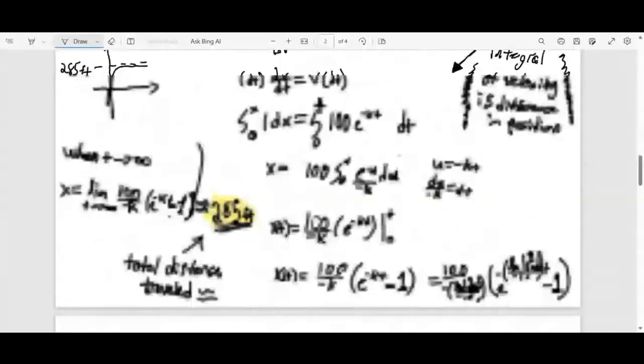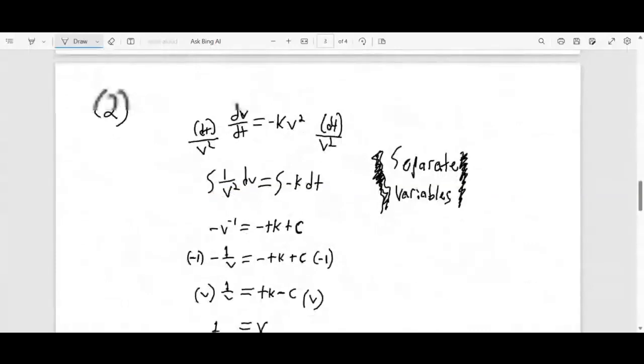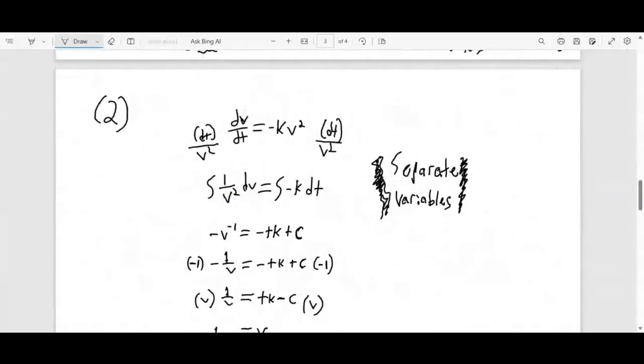The first assumption, the first question. The second question aligns more with homework 6. The third question, yeah, because we have velocity squared. So same thing we did last time: dv over dt is equal to negative k v squared.